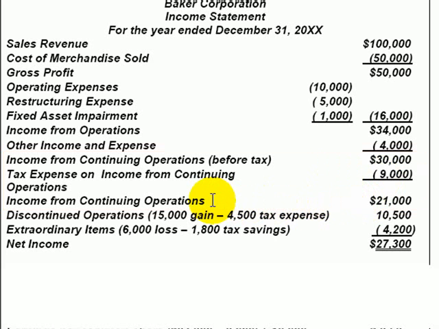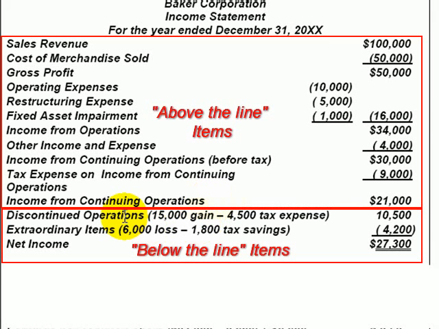Well, why do all this? We're required to state discontinued operations and extraordinary items separately from income from continuing operations simply because these things will probably not happen again. An investor who's interested in forecasting profits for next year isn't going to be looking at this bottom line number of $27,300. It's this $21,000 that's likely to recur next year.